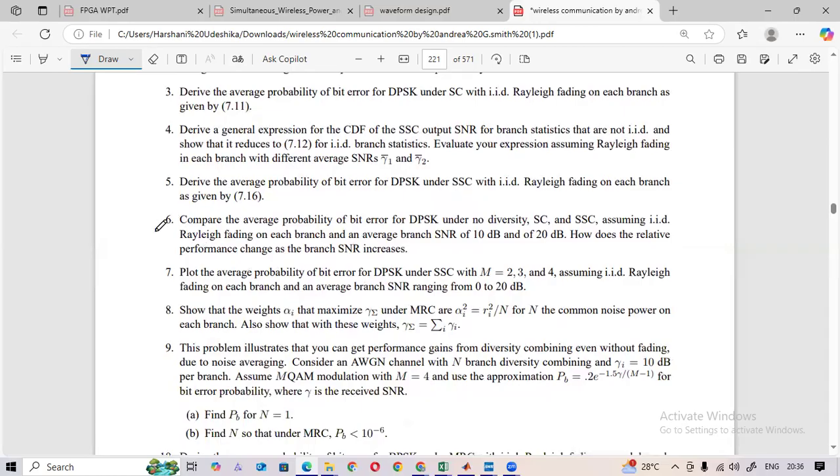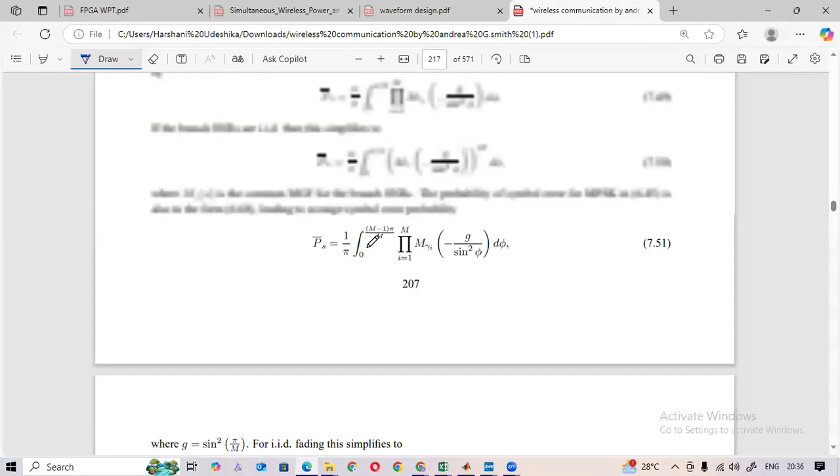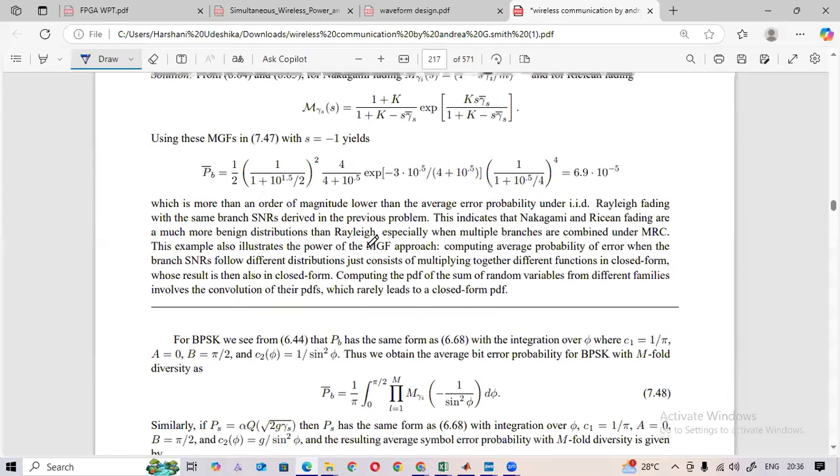That is also for the BPSK, because only for BPSK the error probability is given. So this is the average error probability under BPSK, given in SC and MRC, for example. Maybe you can remember.